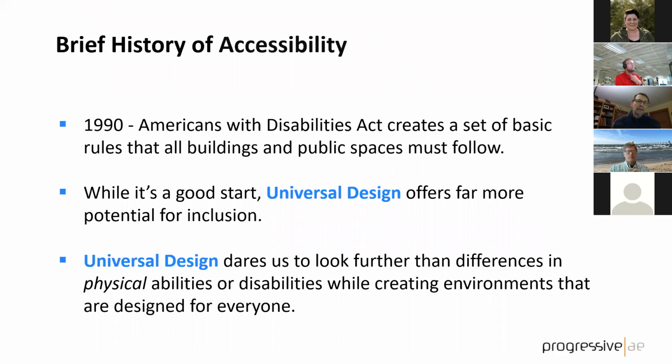And so when you look at accessibility, in 1990, the ADA was passed, and it was really, really a good thing. But universal design offers just far more potential for inclusion, and it really challenges us. Think of it that way. It really challenges us to look beyond physical abilities and disabilities, and think about really designing for everyone.